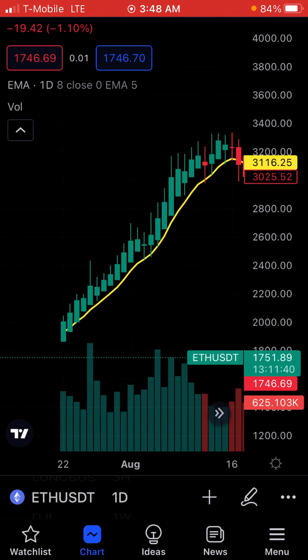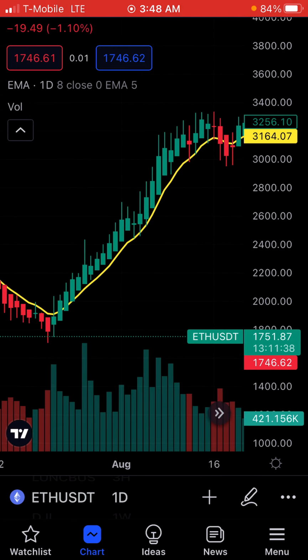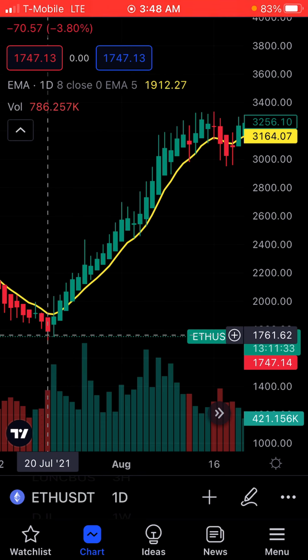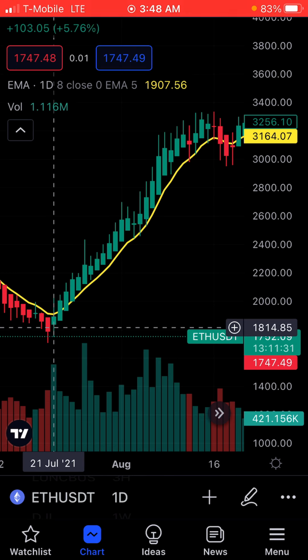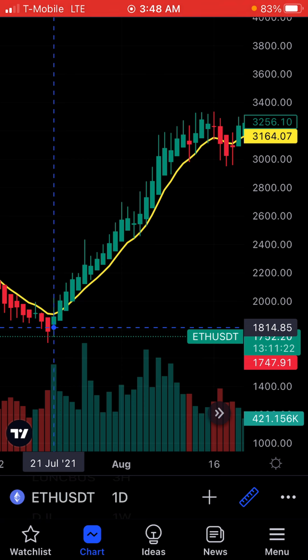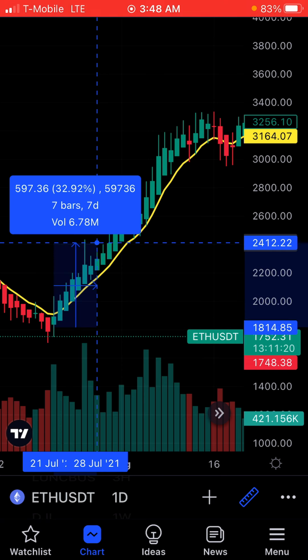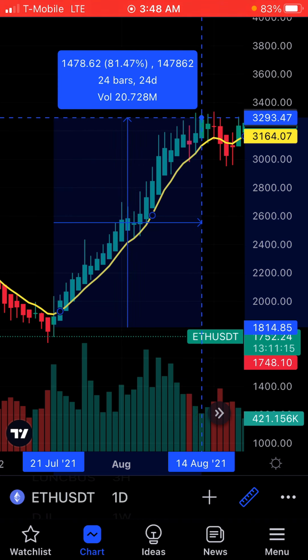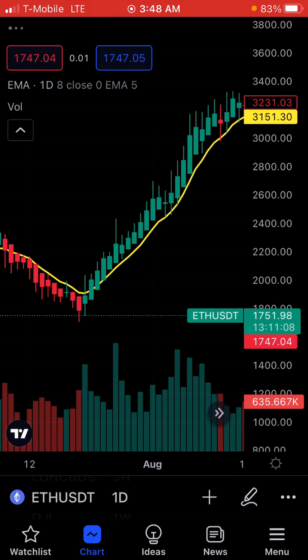Well, look at that run. Okay, this one's going to be a big one. So we got the red bar, followed by the green bar. The green bar has, for the volume, 1 million. So you know this is going to be a good run. So we get in here, we ride this out all the way to the top. And you got 81% in 24 days. Not bad. Okay, so let's look at one more example.